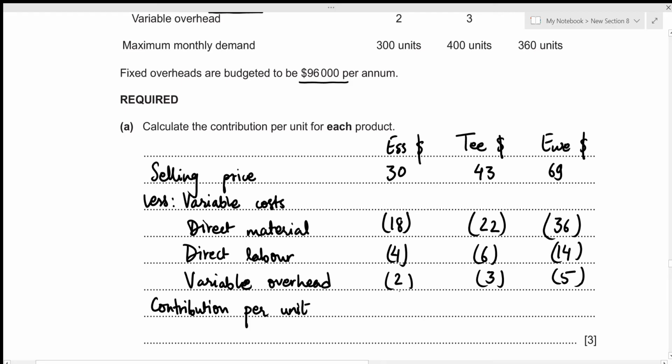Here, the contribution per unit for product S is going to be 30 minus 18 minus 4 minus 2, which gives the contribution to be 6. Then for T, that's 43 minus 22 minus 6 minus 3, which gives the contribution per unit to be 12. Then for E, that's 69 minus 36 minus 14 minus 5, which gives the contribution per unit to be 14. This concludes the first part. Let's move to the second one.